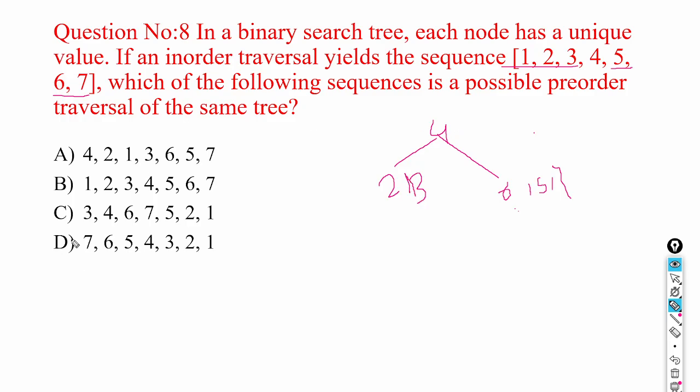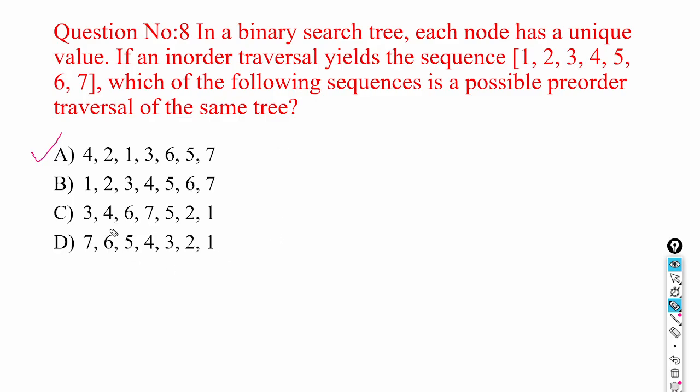So pre means root first. Which option here matches? First, the root element is 4. Here there is the root element. No, the B option is not correct, C option is not correct, and D option is not correct. Based on the root element, we can identify the possible traversal. 4, 2, 1, 3, 6, 5, 7 is the correct answer for the pre-order traversal for the same in-order traversal.